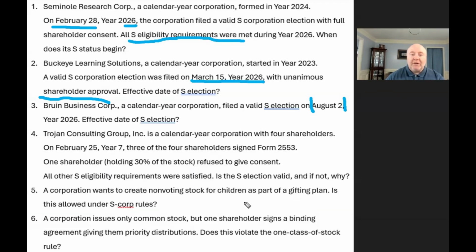Well, here's what can happen. You can have voting and non-voting shares, and that's not an issue. You're going to be able to do this. So you've got a valid S election here. So yes, that is valid.